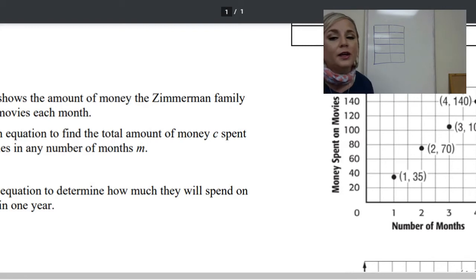All right, so look at number 3. It says the graph shows the amount of money the Zimmerman family spends on movies each month.